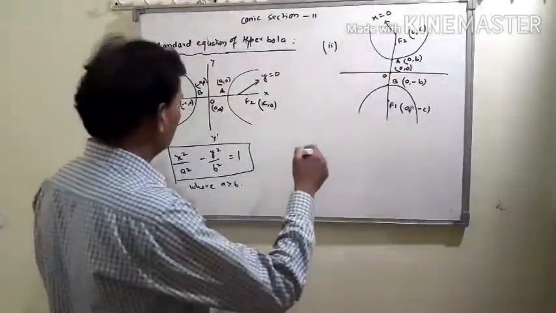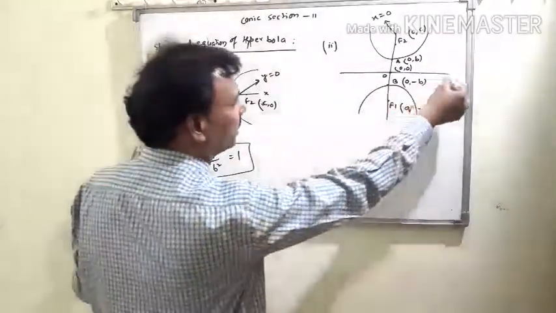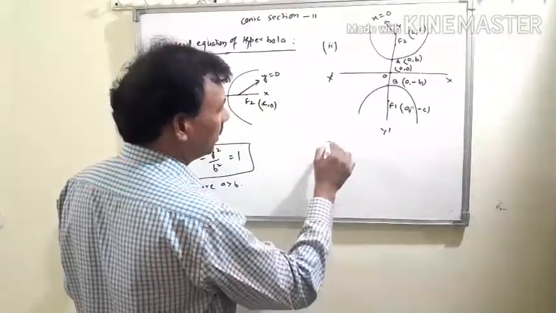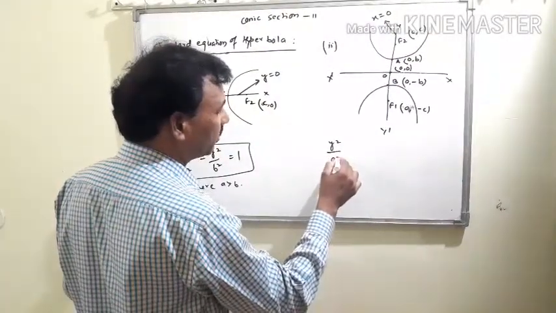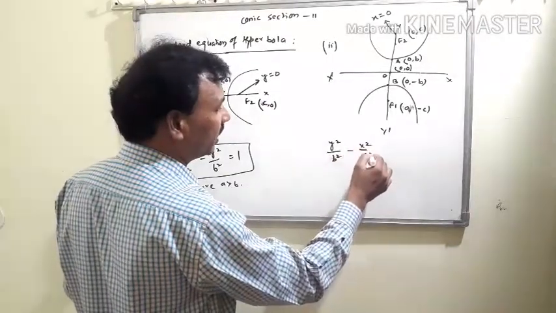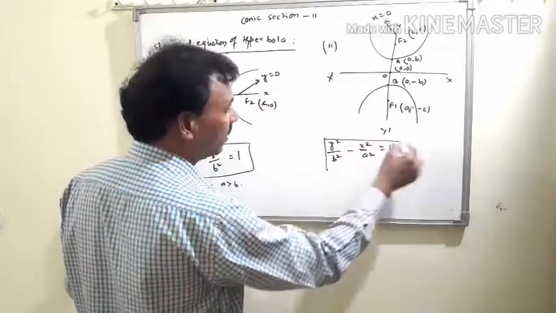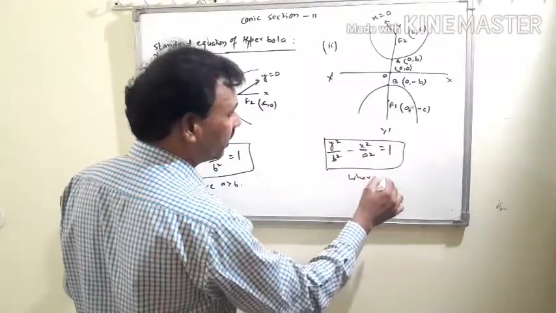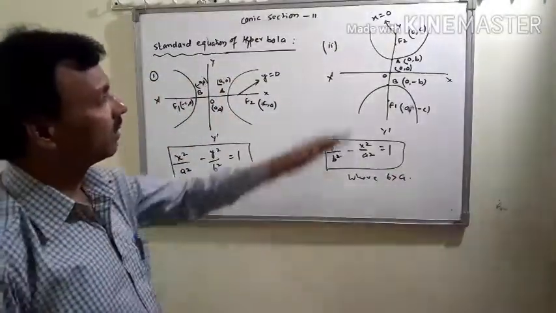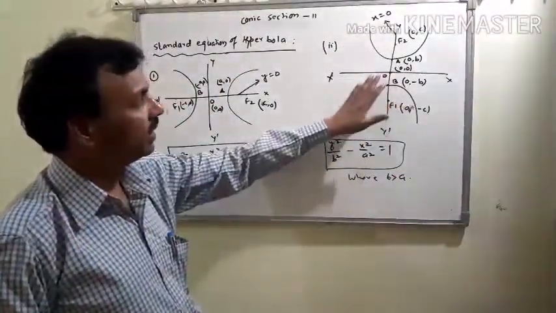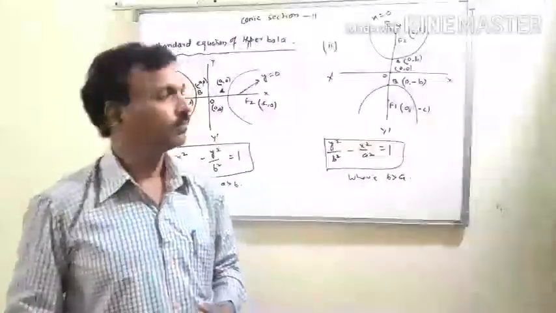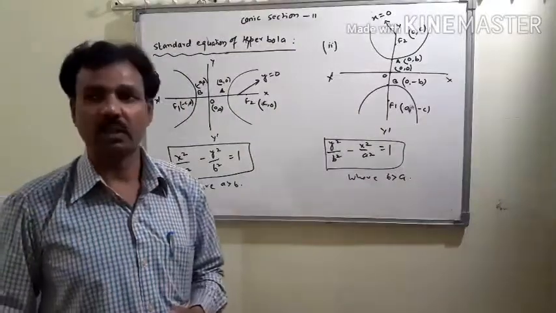Now what will be the standard equation of this type of hyperbola? Y square upon b square minus x square upon a square is equal to 1, where b is greater than a. That means here the transverse axis will be 2b and the conjugate axis will be 2a. Now in the next video we will discuss the latus rectum of the hyperbola.